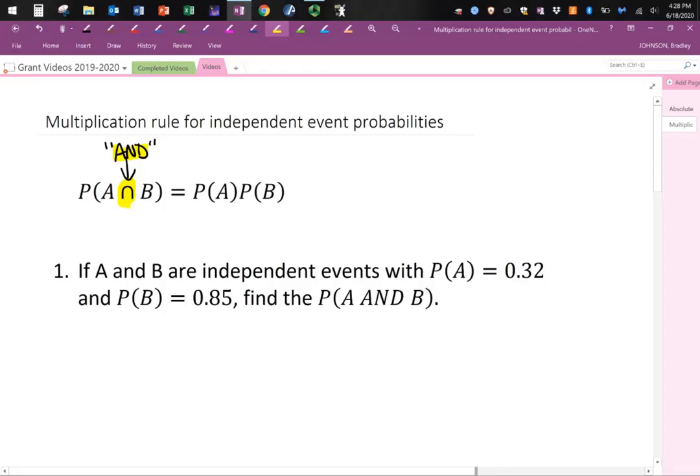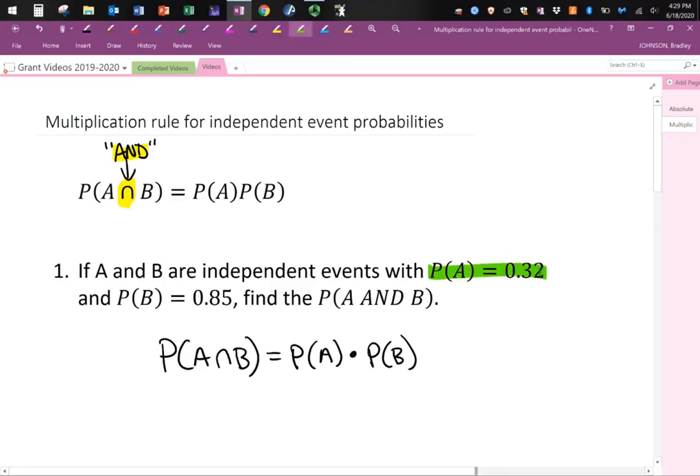So in number one, if A and B are independent events with the probability of A equals 0.32 and the probability of B equals 0.85, find the probability of A and B. So what we're given here, we will have to write out the probability of A intersect B is equal to the probability of A times the probability of B. Okay, so I'll just put a multiplication symbol in between there. Now what we can see is the probability of A would be 0.32. The probability of B would go here, it is 0.85. So, we're looking for the probability of A and B.